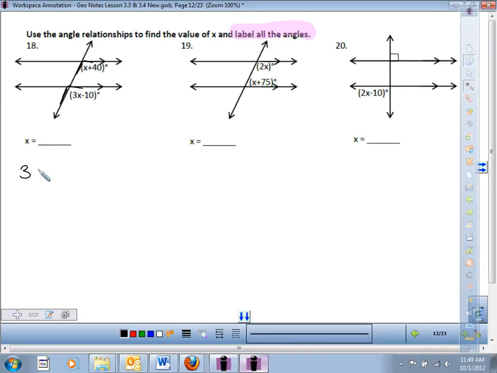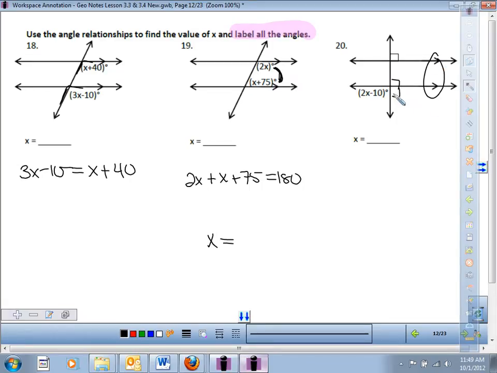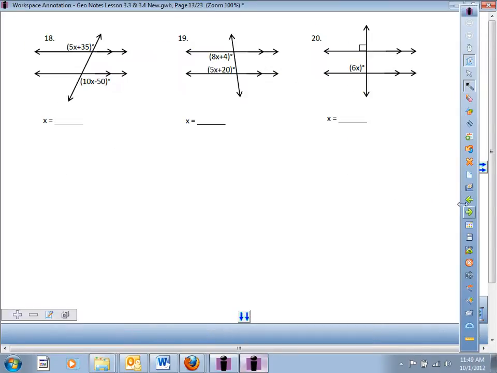So our equation would be 3x minus 10 equals x plus 40. On these two guys are same side interior angles, so our equation would be 2x plus x plus 75 equals 180, and then we could solve that, find x, and that would be the value of x. Now in this guy, if this is 90, all these are 90, and because these guys are parallel, all these guys are going to be 90 as well, so your equation here would be 2x minus 10 equals 90. Same process here. These two guys would be equal. Those are alternate exterior, so you'd have 10x minus 50 equals 5x plus 35.